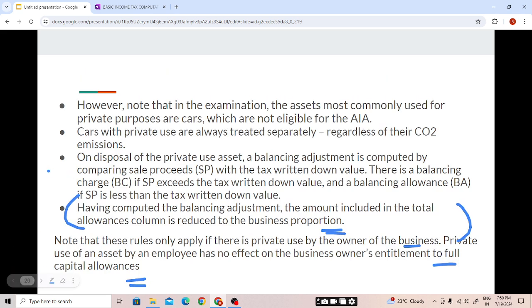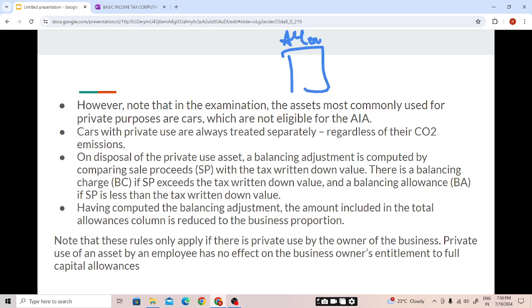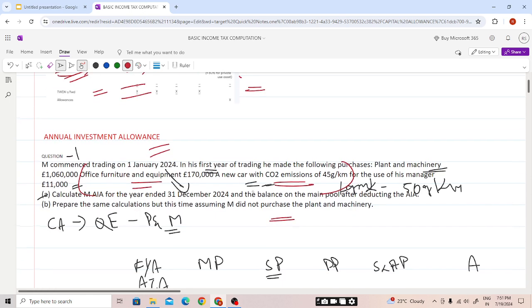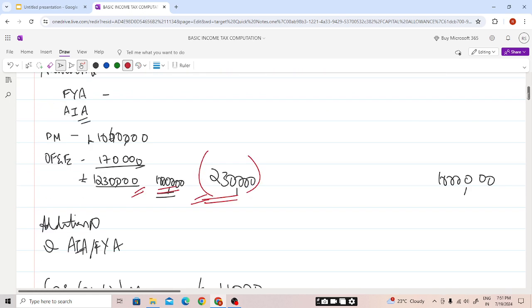Then on disposal, if sale proceeds are high compared to the tax written down value, a balancing charge will arise. If sale proceeds are less and the tax written down value is more, a balancing allowance will be created. And students, when we calculate the amount of capital allowance in the allowance column, only the business portion will be considered. I hope this is clear. Now we'll be doing a question so that we understand the private use part.